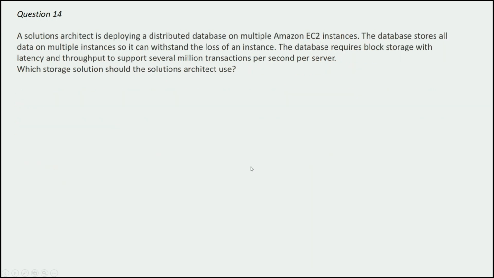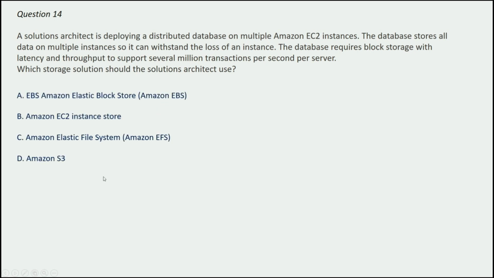So now question 14. A solution architect is developing a distributed database on multiple Amazon EC2 instances. The database stores all data on multiple instances so that it can withstand the loss of an instance. The database requires block storage with latency and throughput to support several million transactions per second per server. Which storage solution should the solution architect use? So here are the options. The clue is here: millions of transactions per second, and the second clue is that it can withstand the loss of an instance. So keep these 2 points in mind.